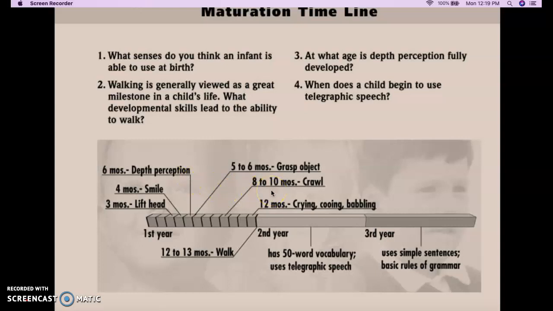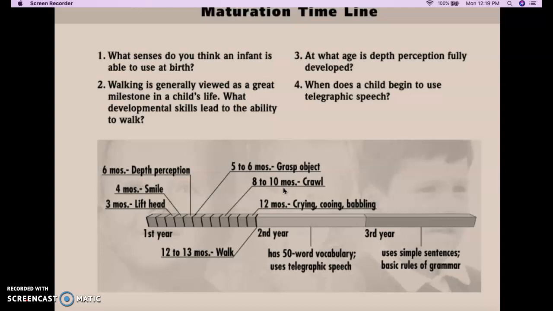Crawling. Most of us have to crawl before we walk. There may be a few exceptions to this, but most of us have to strengthen those muscles in our legs in order to be able to propel ourselves forward. And then lastly, at around 12 to 13 months, we should be able to walk if we've done all of these other steps. So being able to hold our head, our depth perception, and then developing those necessary muscles. If we haven't done those things, then a baby can't walk, okay?